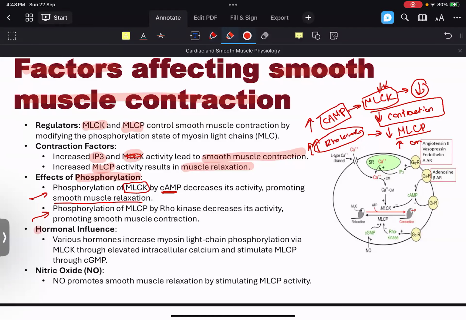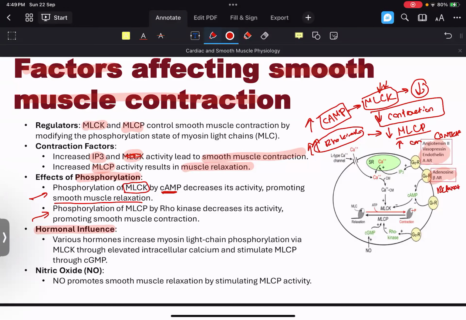And then he went on to talk about hormonal influence, so how different hormones can cause relaxation and contraction. What are the hormones? Over here are your hormones. You see this side of the slide? You're also going to have to memorize them. This one is for contraction. These four are for contraction. These four are for relaxation.